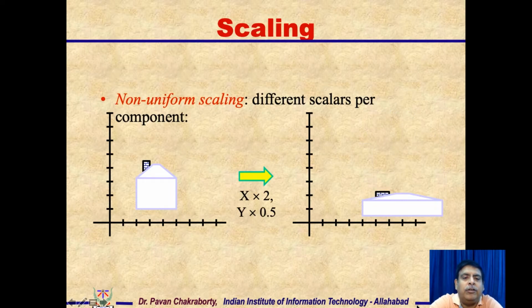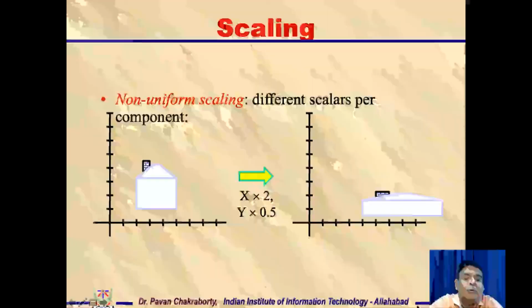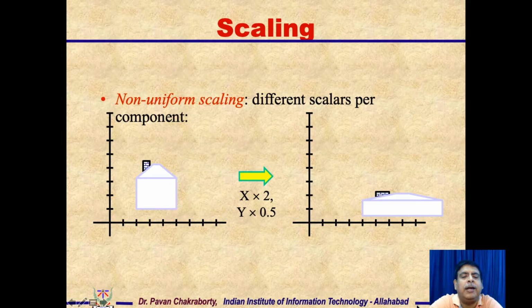But for a non-uniform scaling, a different scalar is multiplied for different components. Here what we have done is that we have multiplied the x-axis by 2, while the y-axis has been multiplied by half. So what you see is that the house has been broadened and shortened. The height has decreased by half, and the width of the house has increased by double.